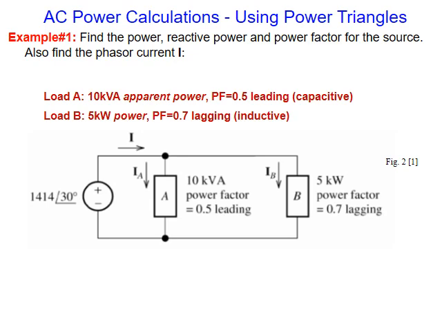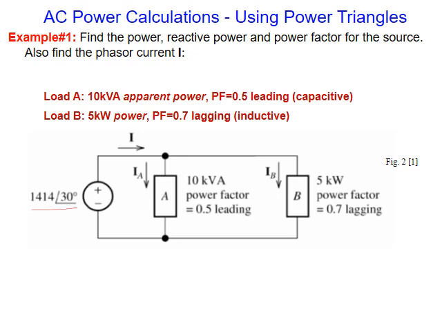Now let's take an example of how we deal with power and the power triangles. See this example. It says find the power, reactive power, and power factor for the source. Also find the phasor current I. For the source, he wants to see reactive and active power. Just a minute, let me read the circuit first. The circuit, we have a voltage source.